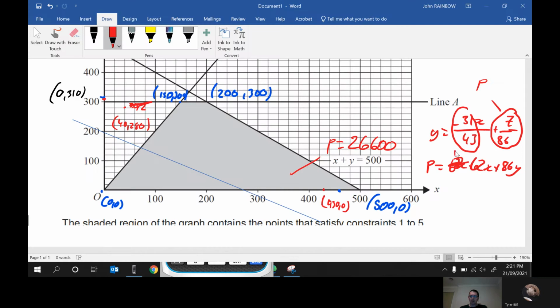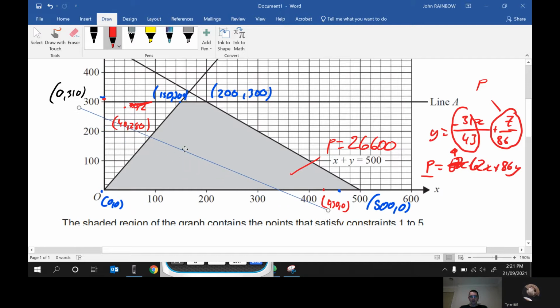But when we rearrange it in here, this gives me my gradient. If you substitute in any of these numbers, these coordinates along here, they're going to give you the same profit. We've just rearranged it to see the line. When the line's like this, it would give me a different profit, but they all give me the same ones. So that's why I always say, check your first point and your last point.